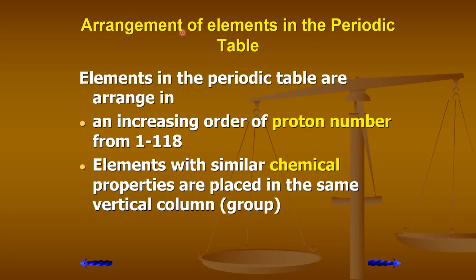Now we go to the arrangement of elements in the periodic table. Elements in the periodic table are arranged in increasing order of proton number from 1 until 118. Elements with similar chemical properties are placed in the same vertical column. So we call it a group.